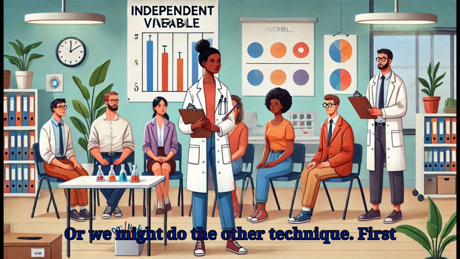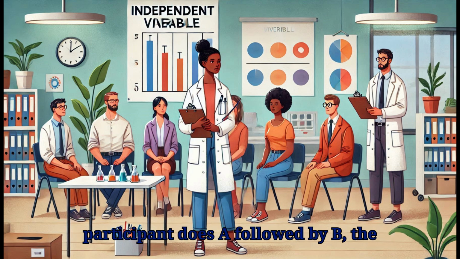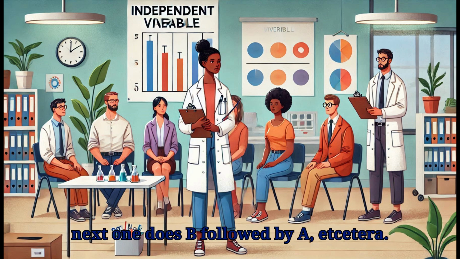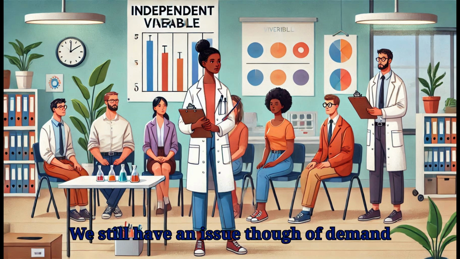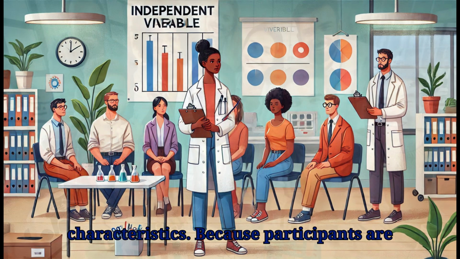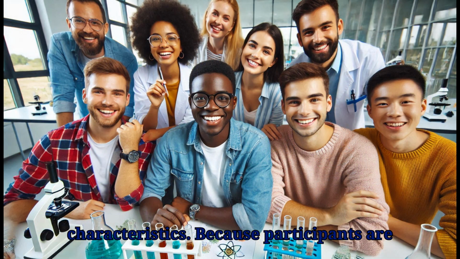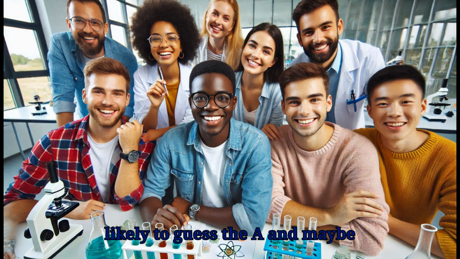Or we might do the other technique. First participant does A followed by B. The next one does B followed by A, etc. We still have an issue, though, of demand characteristics because participants are doing both conditions. They're more likely to guess the aim and maybe change their behaviour.